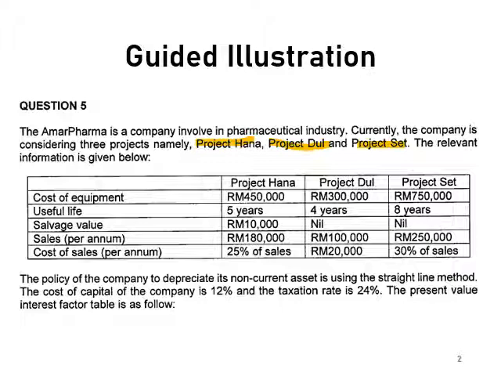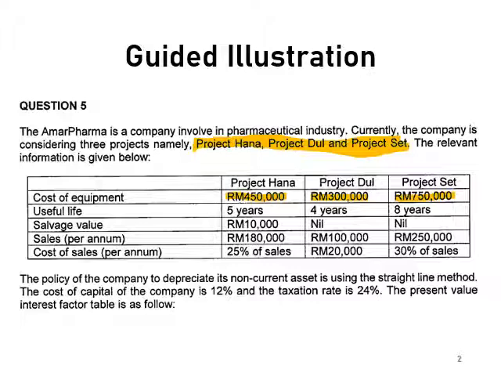So there are 3 projects that it is considering doing. You are going to help the company decide which project to choose based on your calculation of NPV. So it gives you the data for these 3 projects. These are the cost of equipment, or so-called initial outlay, for Project Hana, Project Dul, and also Project Set. This cost of equipment is called initial outlay, which is the cost that you will incur in year 0, at the beginning of the year.